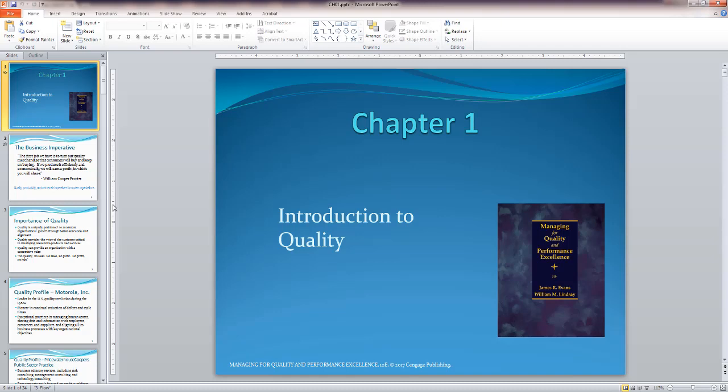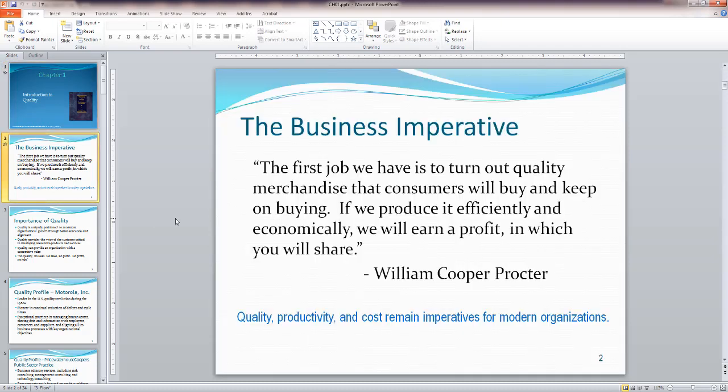Okay, we'll differentiate between the two because we do have to consider the manufacturing perspective about the regulations and requirements, but we're actually focused in on achieving customer reliability, customer loyalty. So we have to make sure that the regulations we're complying with are meeting what the customer wants. Okay, so basically, just like I said before, we have to turn out quality merchandise that consumers will buy and keep on buying. That's the total point of quality, making sure the service and products are meeting customer requirements and customer needs. If they don't buy it, you go out of business.